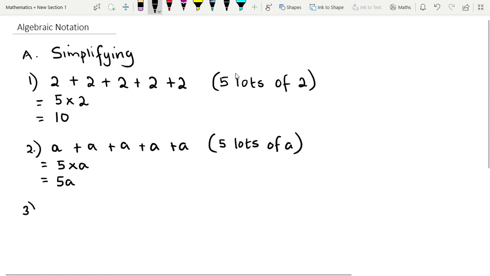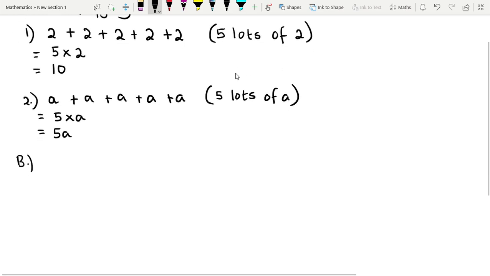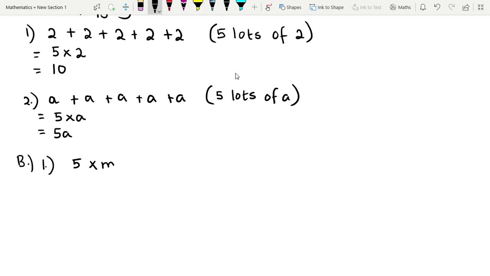Okay, number 3. We're going to look at a variety of sums now. We'll be simplifying. So I'm going to use a few examples here. Number 1, you're going to simplify something like 5 times m. Okay, so numerical value followed by your variable, so that's 5m. Number 2, we have something like 6 times 2b. So here we multiply it out. 6 times 2 is 12, and then the b, so that's 12b.